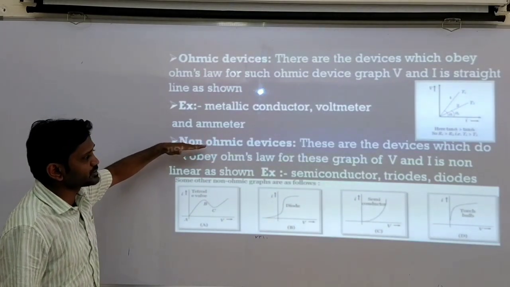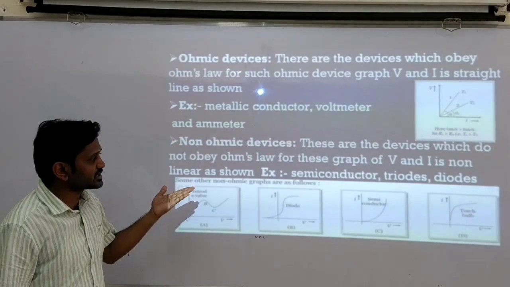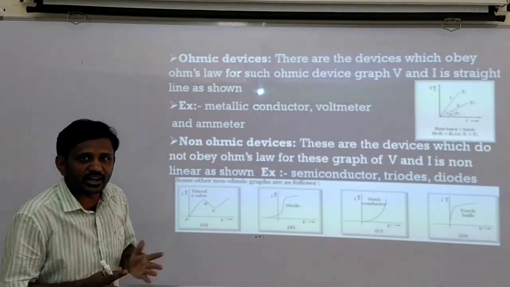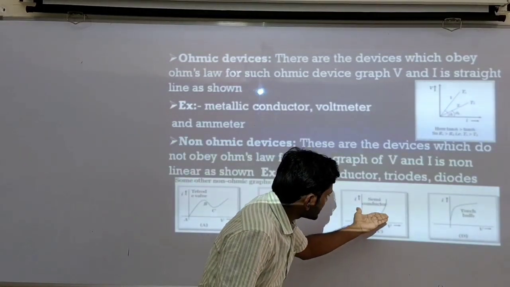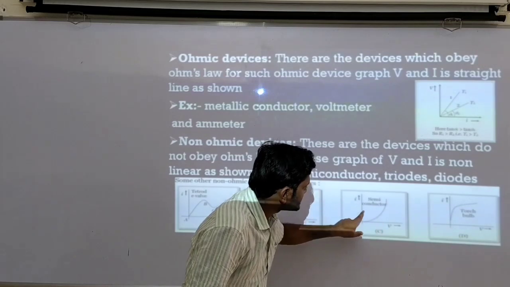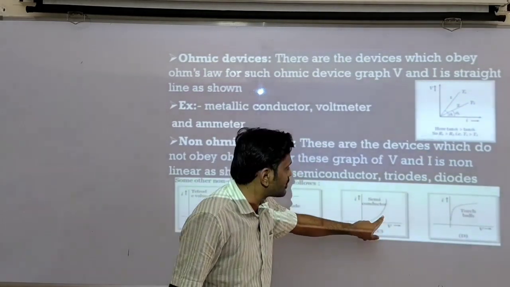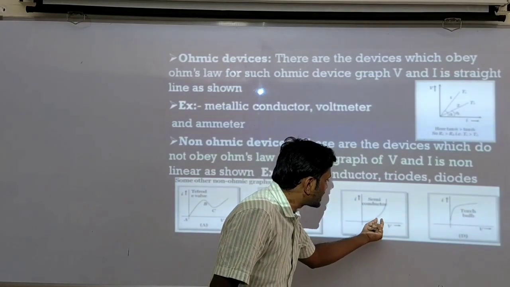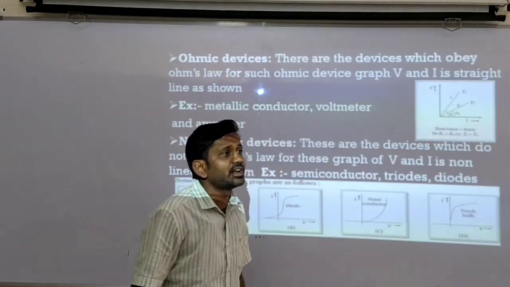Examples for this are semiconductors, triodes and diodes. For a semiconductor, V is not directly proportional to I. If you plot the graph for a semiconductor, it is a non-linear curve. Observe here, as the voltage increases, the current does not increase by an equal amount. At one particular applied voltage, the current increases sharply.